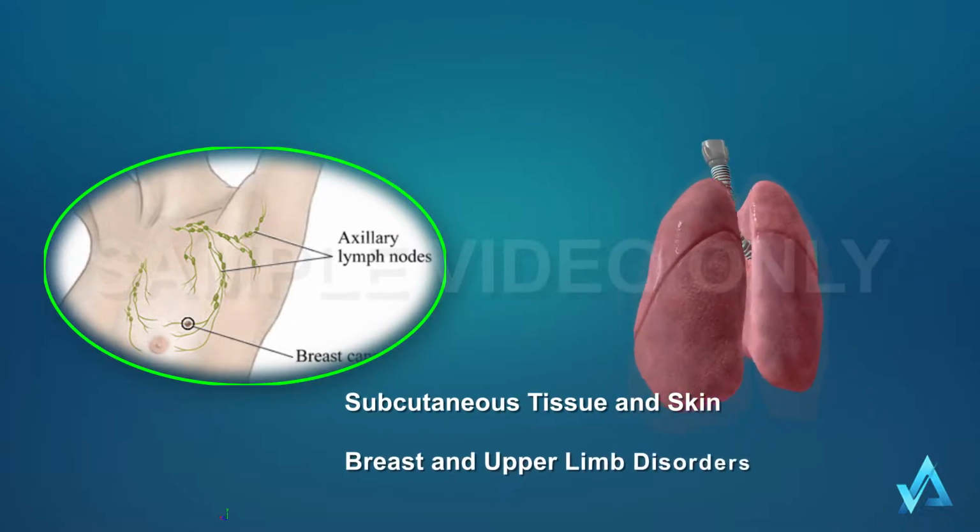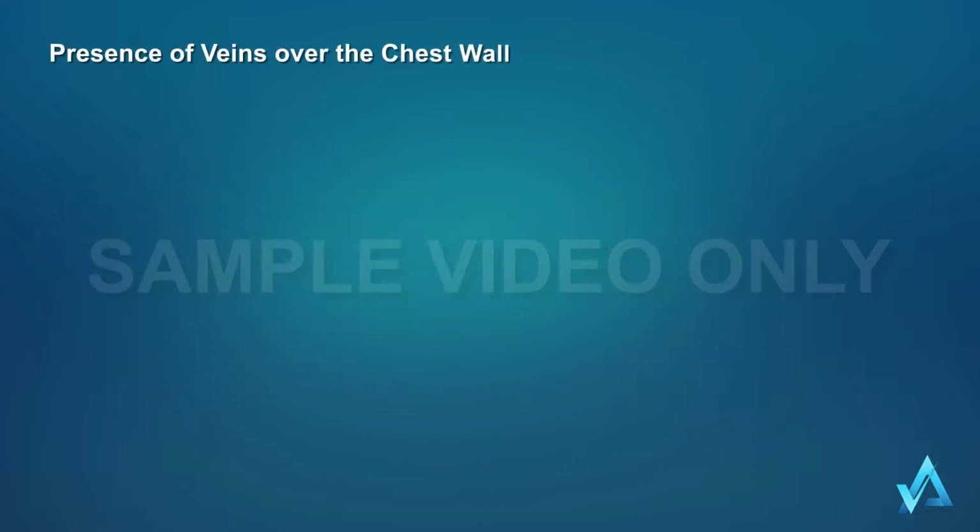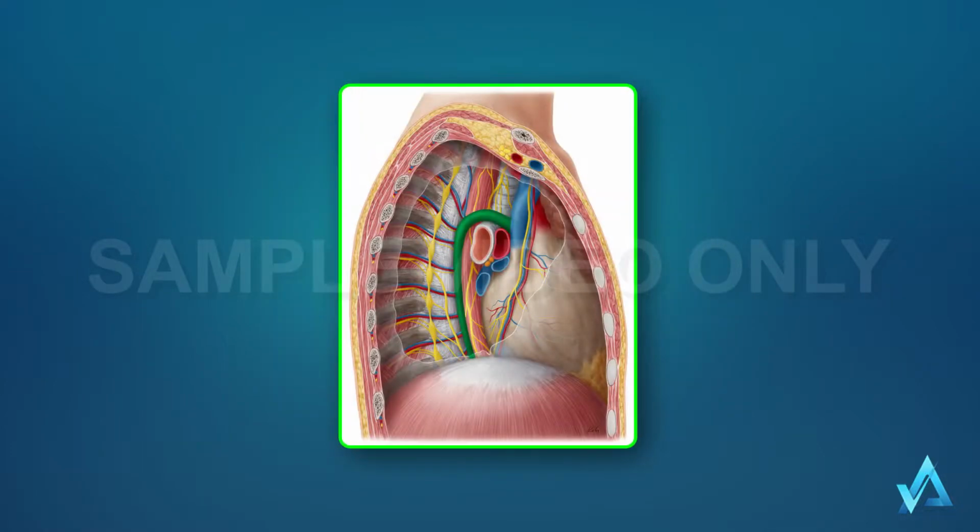Breast and upper limb disorders. Presence of veins over the chest wall. In superior vena cava syndrome, look for presence of distended veins over the chest wall. If the obstruction to SVC is above the level of azygous vein, collateral venous circulation on the anterior surface of the chest wall is less prominent as the intercostal veins drain into the azygous vein.